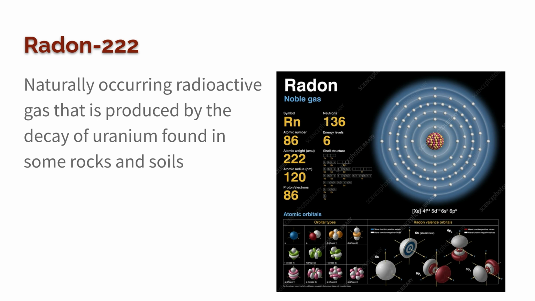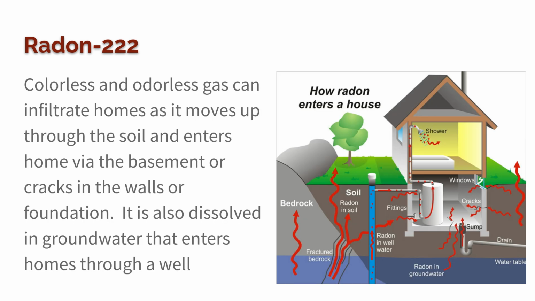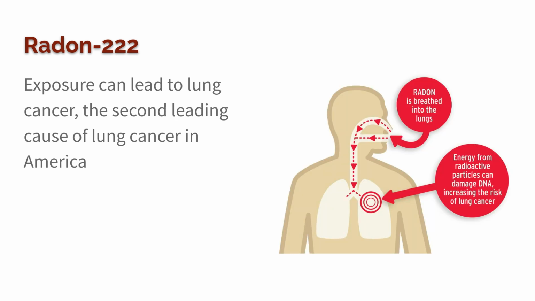Radon comes from the decay of uranium in some rocks in the soil. It's a natural process, but what can happen is it can float upwards through the soil, through water. It can accumulate in basements, or get into the house through cracks in the wall or foundations. And this is bad because it's a radioactive gas, and exposure to a radioactive gas for a long period of time can cause lung cancer.